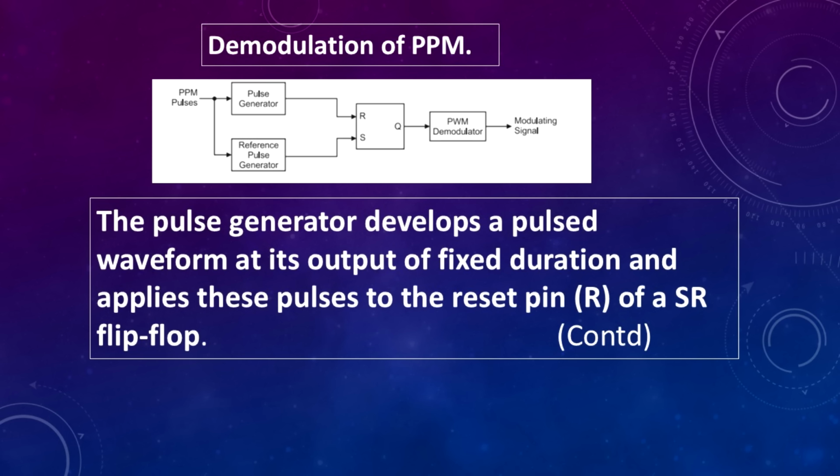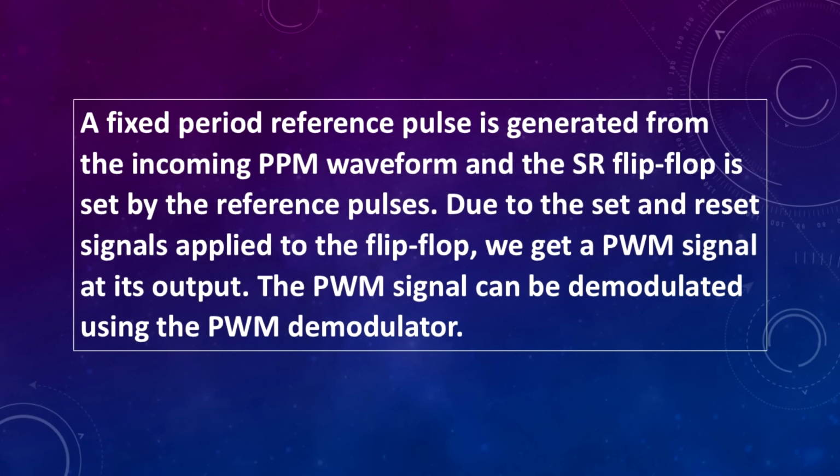Demodulation of PPM. The figure is shown. The pulse generator develops a pulsed waveform at its output of fixed duration and applies these pulses to the reset pin R of an SR flip-flop. A fixed period reference pulse is generated from the incoming PPM waveform and the SR flip-flop is set by the reference pulses. Due to the set and reset signals applied to the flip-flop, we get a PWM signal at its output. The PWM signal can be demodulated using the PWM demodulator.